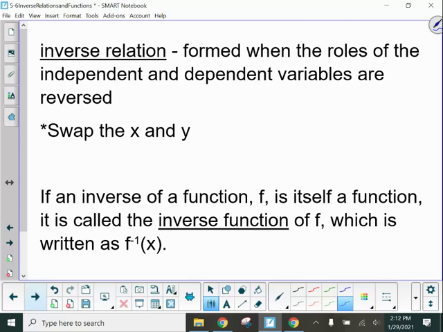So your inverse relation, again, is formed when the independent and dependent variables are reversed. You're swapping the x and the y. And then if an inverse of a function f is a function, then we call that the inverse function. There are times when you will take an inverse and what you get for the inverse is not a function. So we would just say that that is the inverse relation rather than an inverse function.